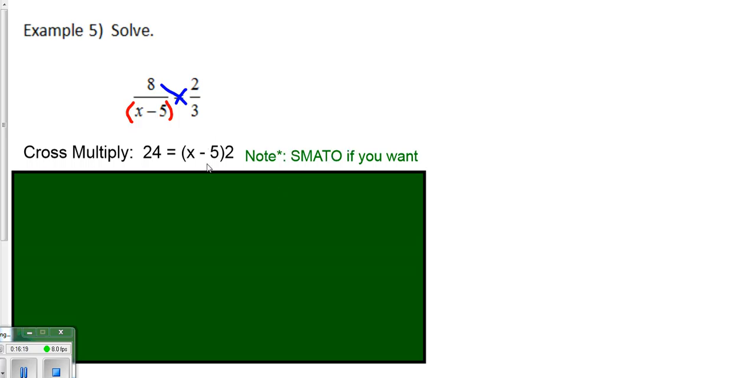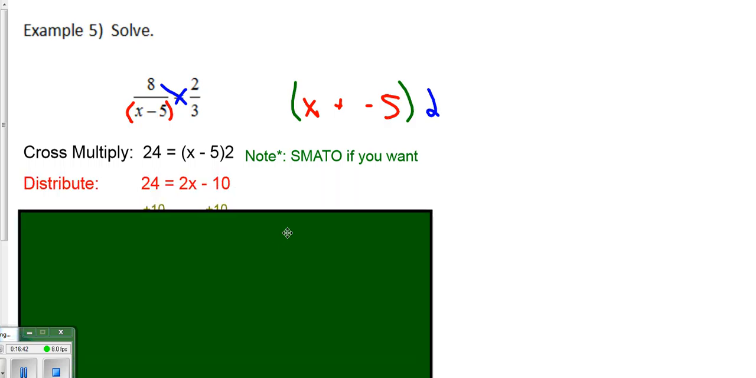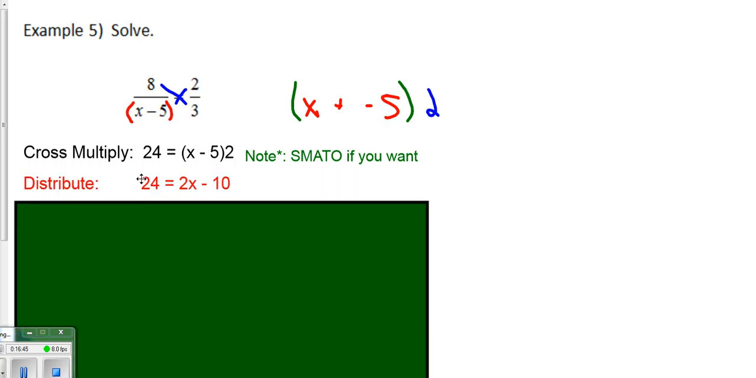Note, you can SMATO that if you want. If you want to call it x plus negative 5, like that, and then say that all of that is getting multiplied by 2. So it's 2 times x and 2 times negative 5. That might help. You don't have to do it that way, but that might be a way to keep yourself organized. After we distribute the 2 to each piece, it now looks like this. 24 equals 2x minus 10, or again, you can think of it as 2x plus a negative 10. Either way, still means the same thing.